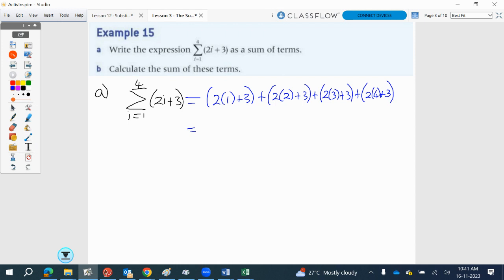Okay, so the first one is 2 times 1 plus 3, which is 5. The second one is 2 times 2 plus 3, which is 7. The next one is 2 times 3 plus 3, which is 9. And the last one is 2 times 4 plus 3, which is 11. So the series is 5 plus 7 plus 9 plus 11.